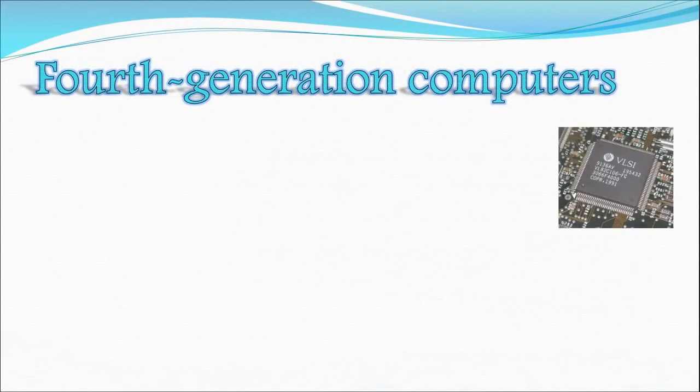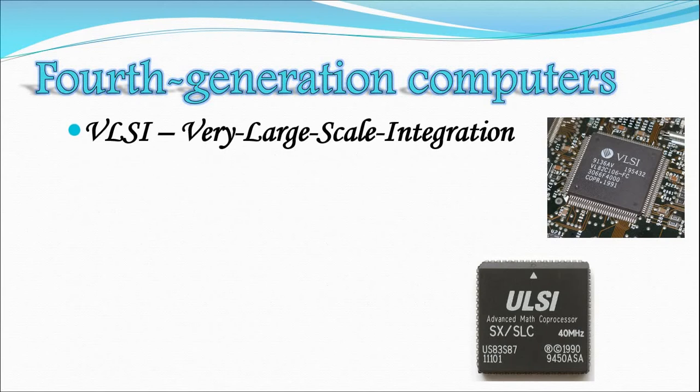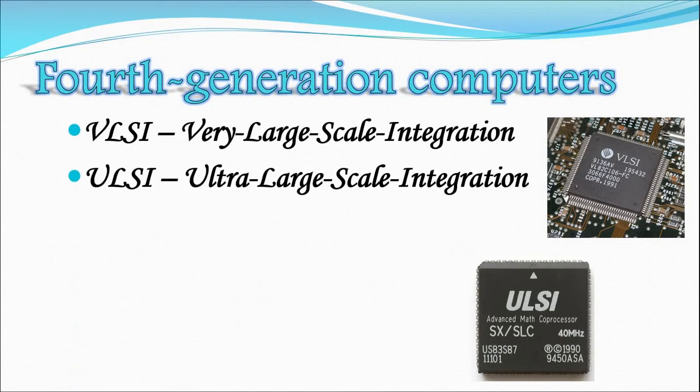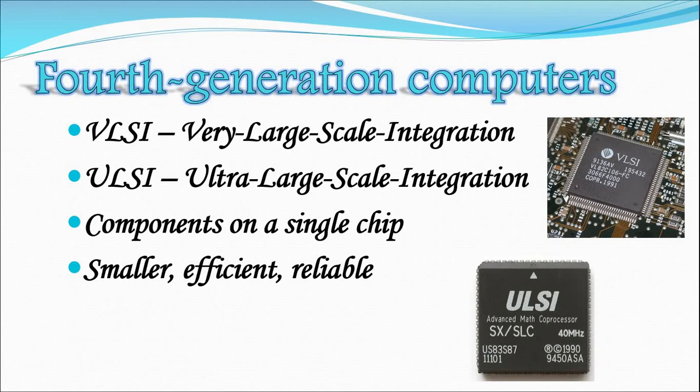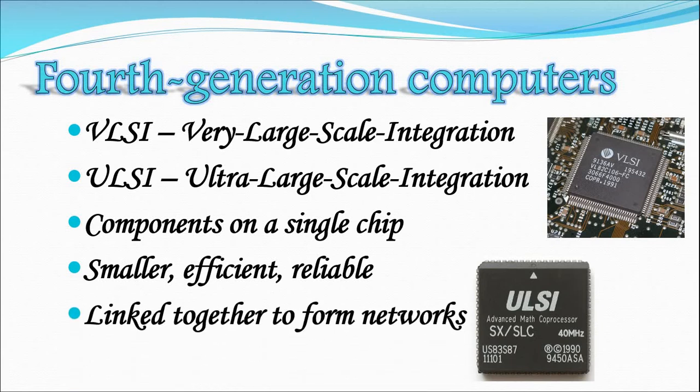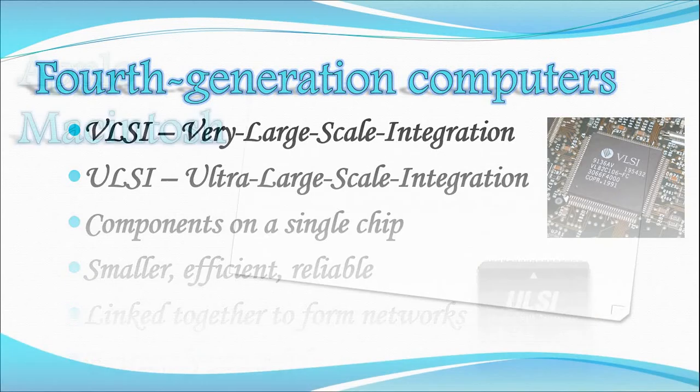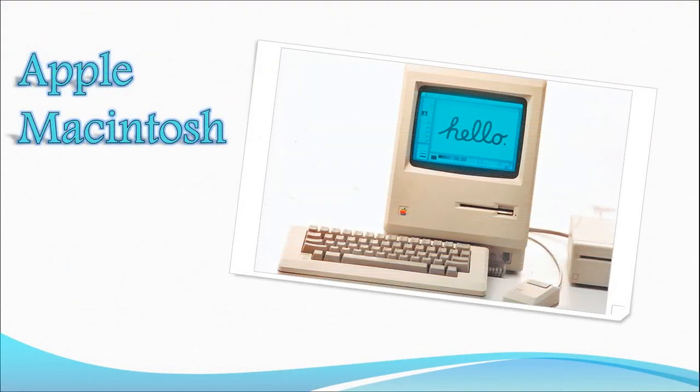Next, fourth generation computers. In fourth generation computers, VLSI and ULSI were used. VLSI stands for Very Large Scale Integration and ULSI stands for Ultra Large Scale Integration. They contain all the components of a CPU on a single chip, and they are smaller, energy efficient and more reliable than the earlier generations of computers. The computers can be linked together to form computer networks. They are called Internet. They can process millions of instructions in a fraction of a second, so they are extremely powerful. Examples of fourth generation computers are IBM PC and Apple Macintosh. This is Apple Macintosh, the first Apple computer. And this is IBM PC.